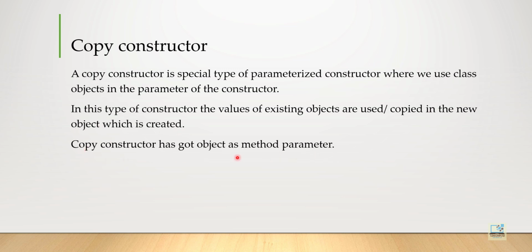So if you have seen my previous videos, I have explained this topic, object as method parameter. It is when you pass class objects through the method parameter, and the method uses the data of that object. Same kind of concept is applied in the copy constructor when you pass an entire object which is already created, and using the values of that created object, you initialize a new object.